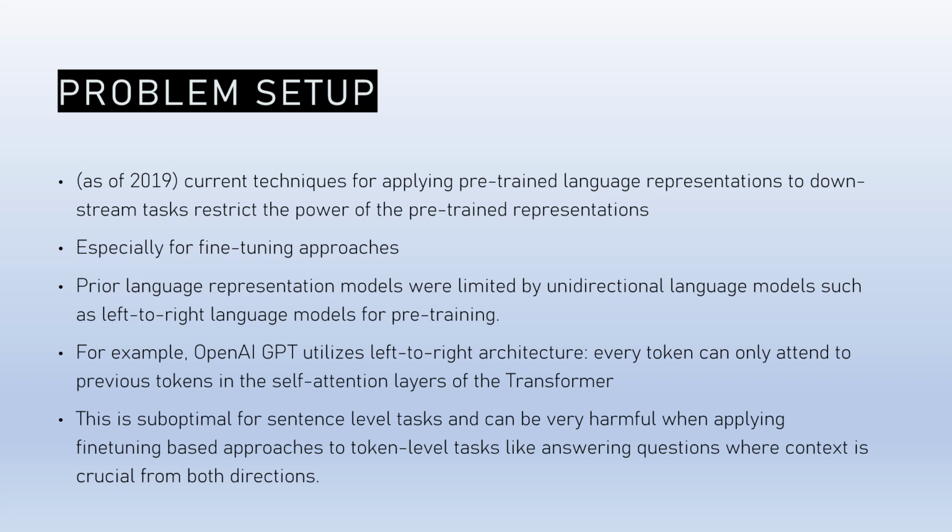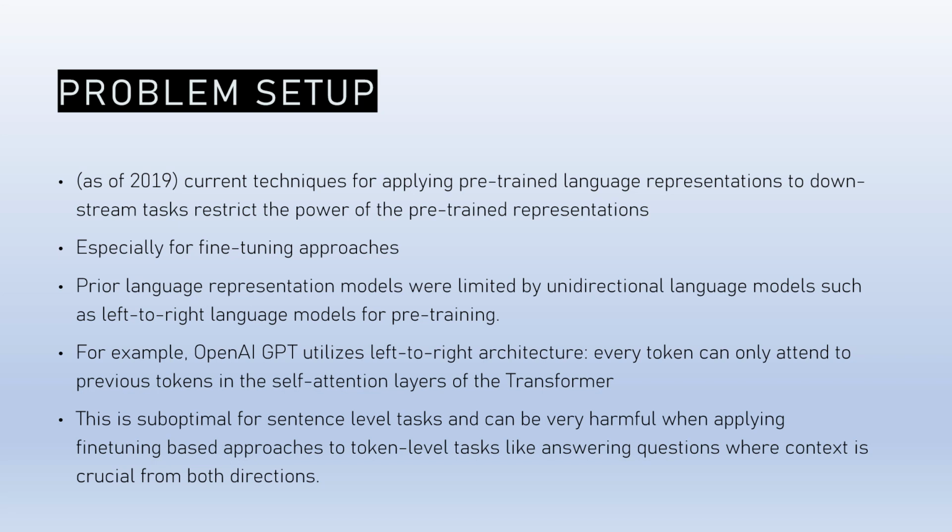For example, OpenAI GPT utilizes a left-to-right architecture, where every token can only attend to previous tokens in the self-attention layers of the transformer. This is suboptimal for sentence-level tasks and can be very harmful when applying fine-tuning based approaches to token-level tasks like answering questions, where context is crucial, coming from both directions.